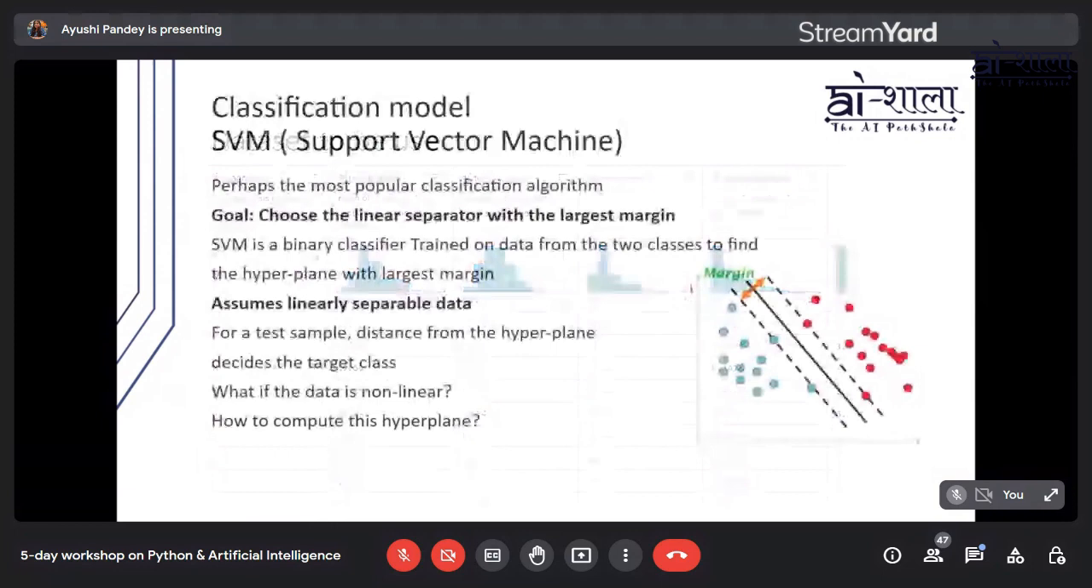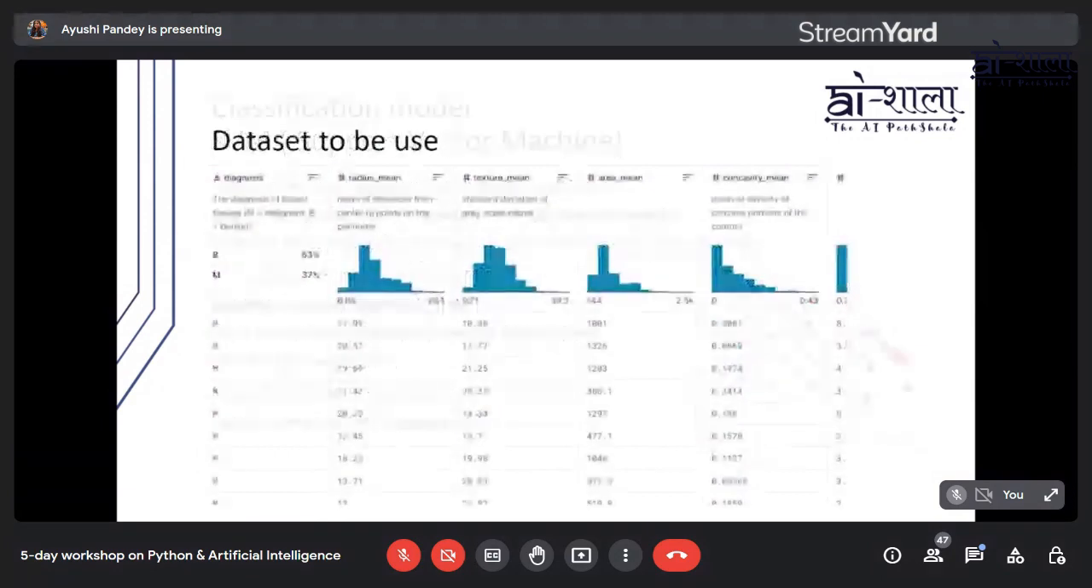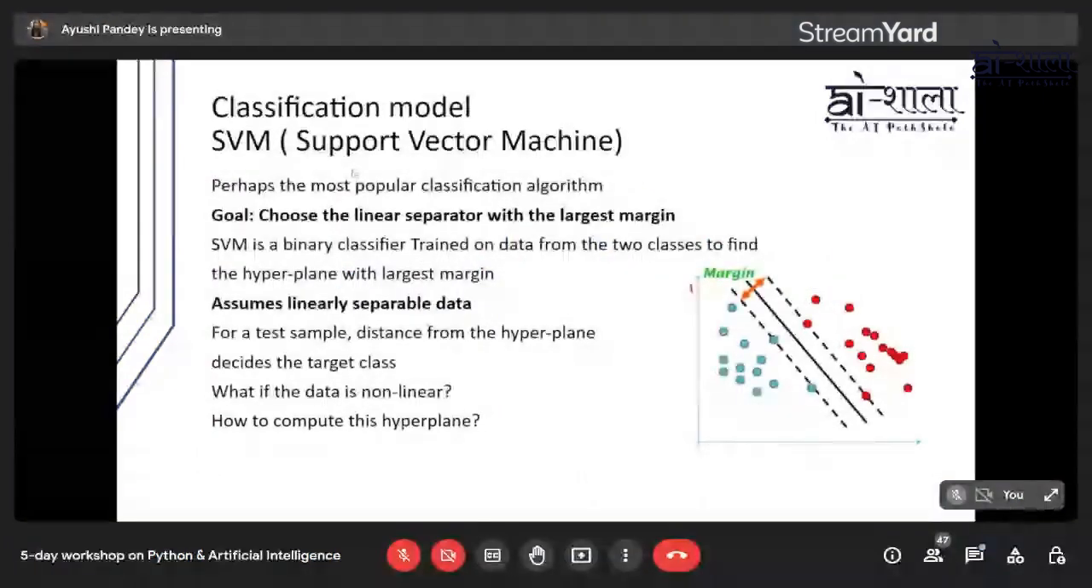So what I will do is use a classification model. We have n number of classification models, but among them we have one classification model known as SVM.